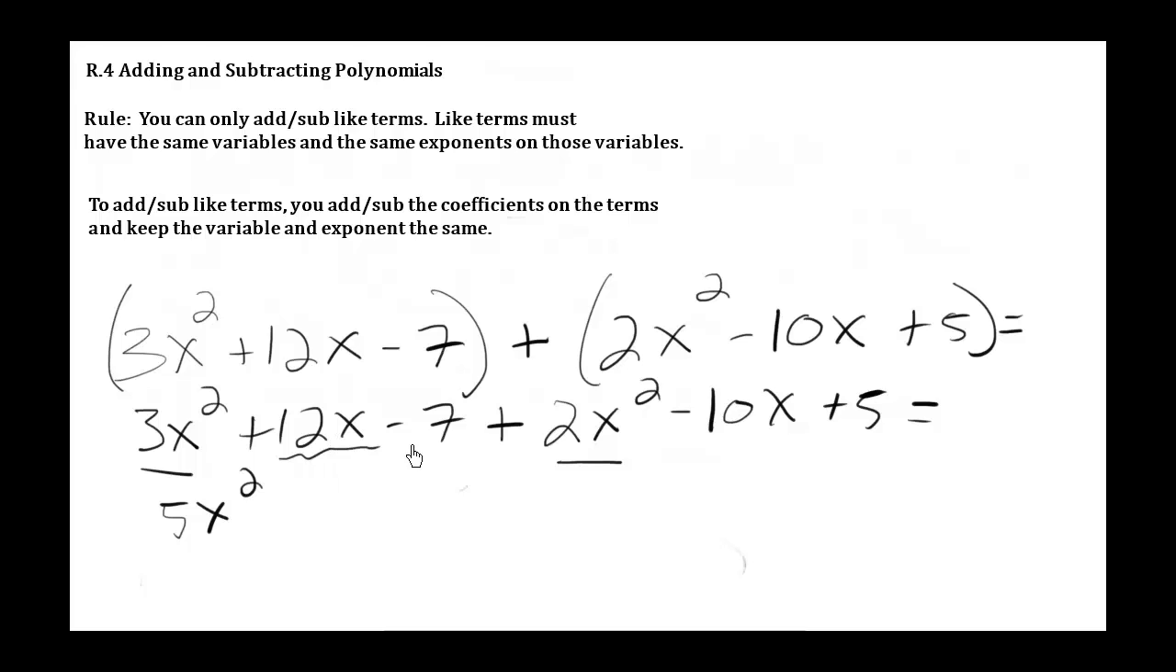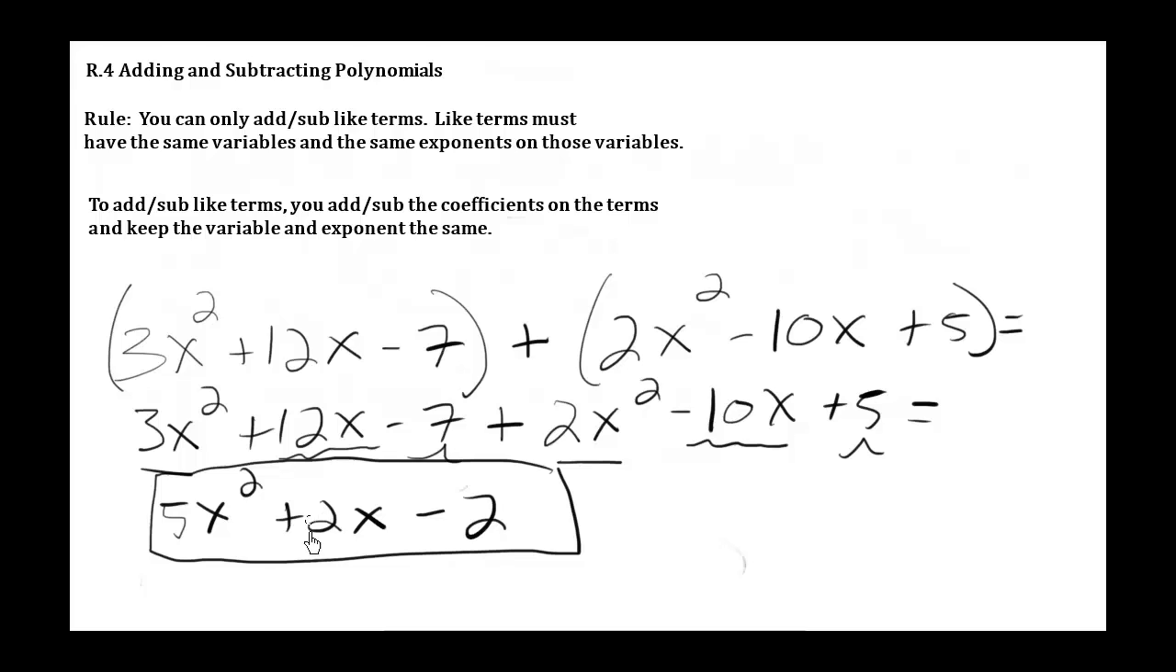Here's another set of like terms. I got 12x's. I take away 10. Leaves me with plus 2x. And lastly, the constants, minus 7 plus 5 is minus 2. We got it. When we add these two polynomials together, we get 5x squared plus 2x minus 2. And these are unlike terms. You cannot combine them. Alright, let's take a look at another example.